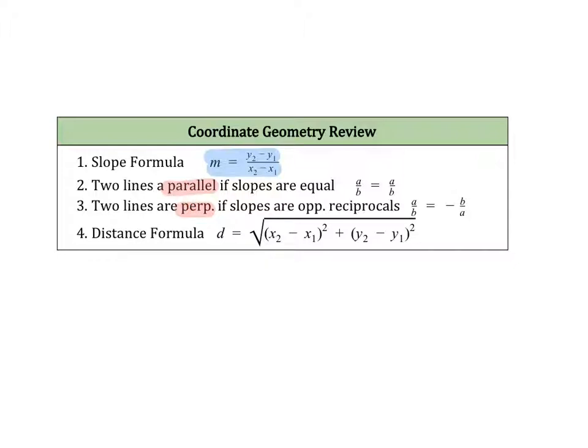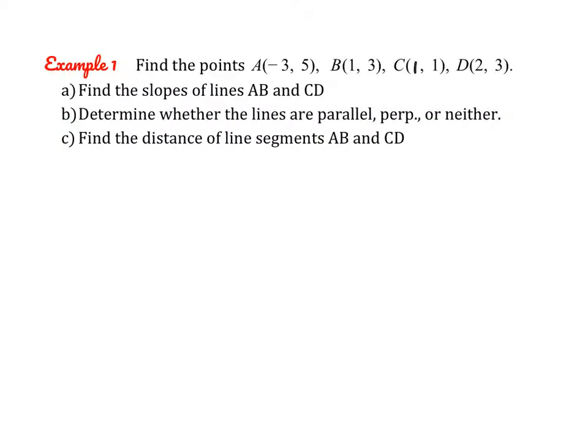So that's how we're going to be using our slope formula today to determine if lines are parallel or perpendicular. And then we're also going to be using the distance formula, so how to find the distance between 2 points. And that formula is the square root of x2 minus x1 squared plus y2 minus y1 squared.